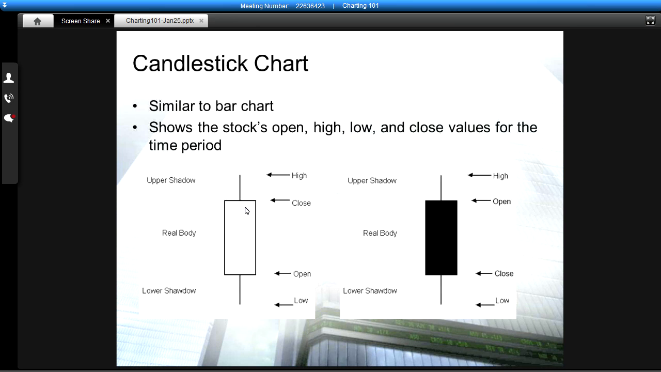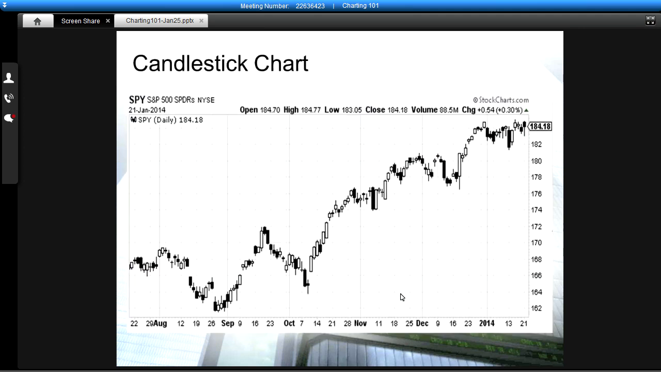However, the open and close prices are used to create a rectangle, which is known as the real body. If the price was up, the real body is left empty. If the price went down, the real body is filled in. So you can see here the image on the left shows an up day in price. The image on the right shows a down day in price. So then when you look at a chart, you can quickly see which days were up days and down days.